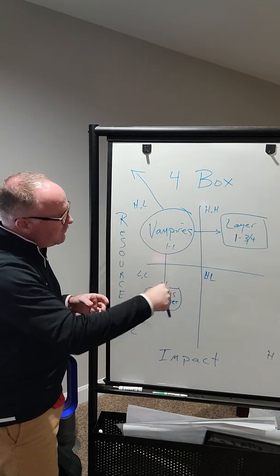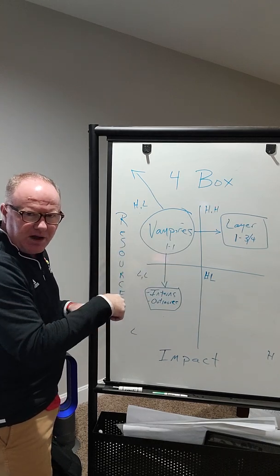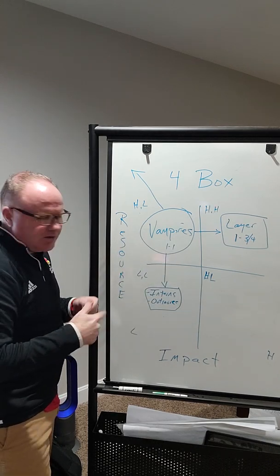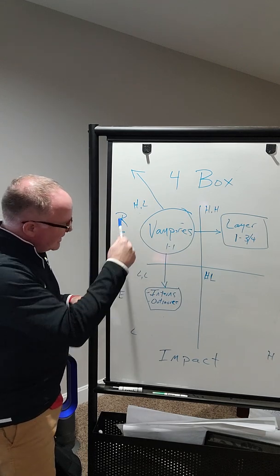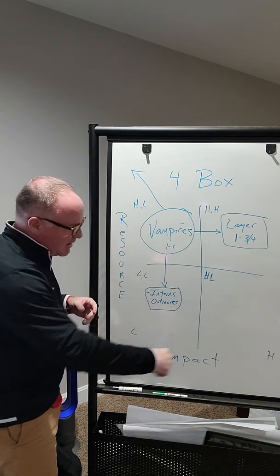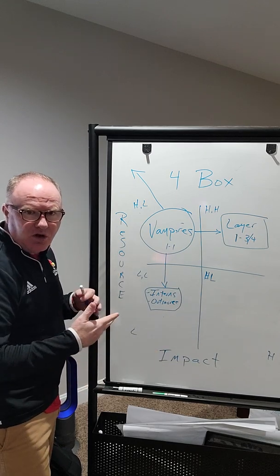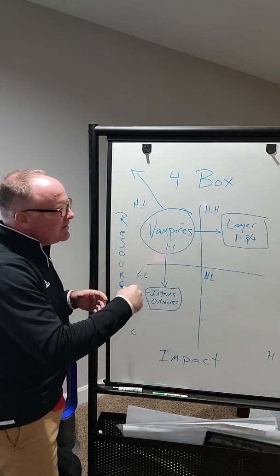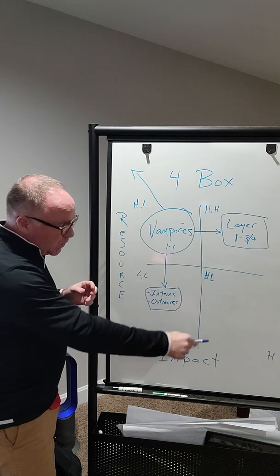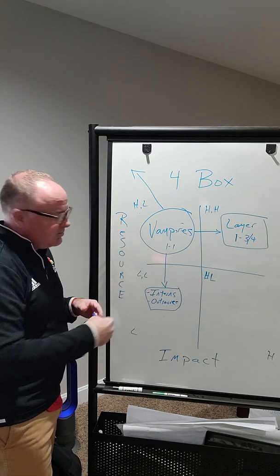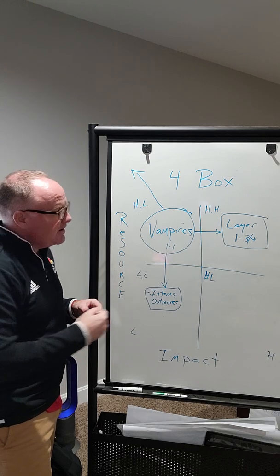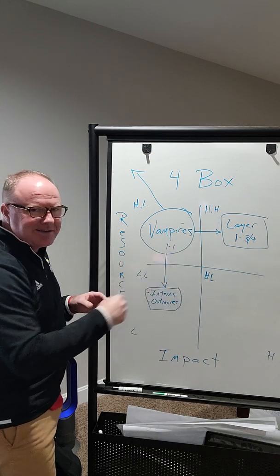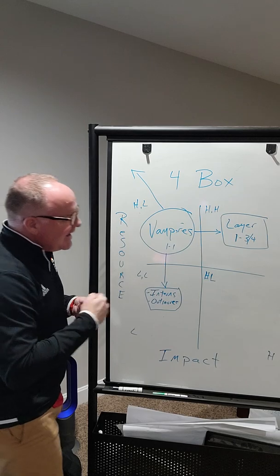So this is a 4-box. You can use this 4-box for just about anything, whether it's a team. I often use it for myself personally on the things that are taking up my time and what kind of impact it's making toward my goals in life. And so this is a simple thing. You could change what it is that you're looking at. Sometimes it's not resources and impact. It might be something else that you want to evaluate, that you want to get into a box so that you can begin to understand.